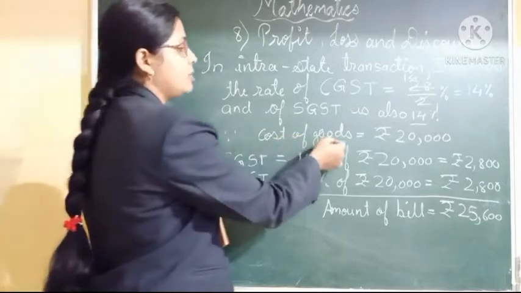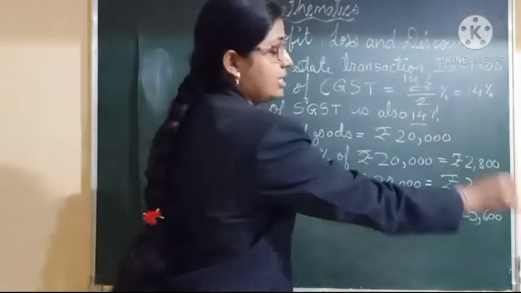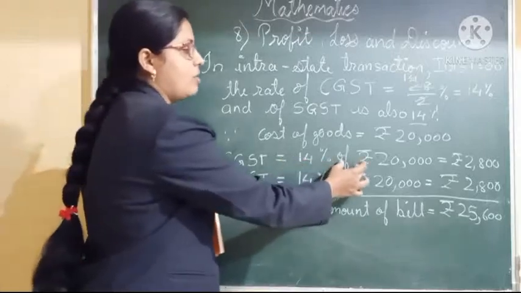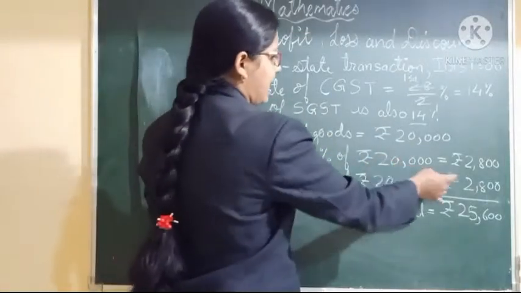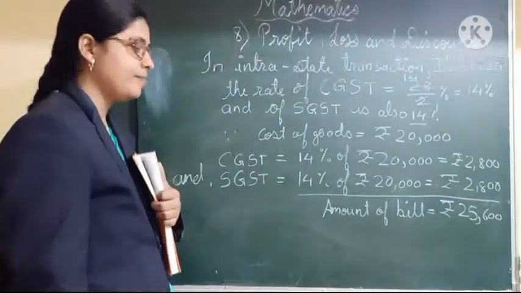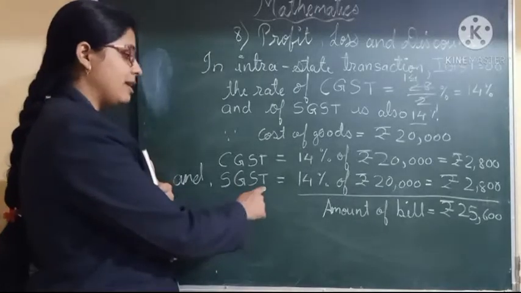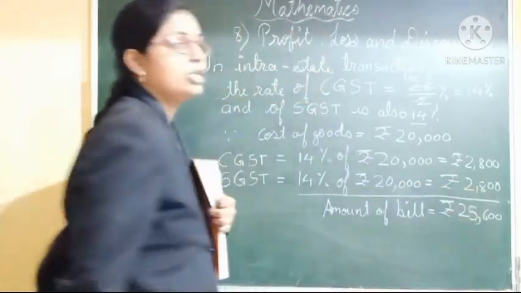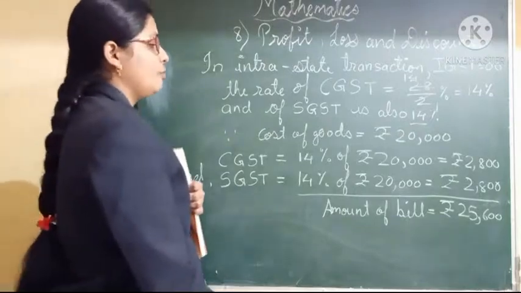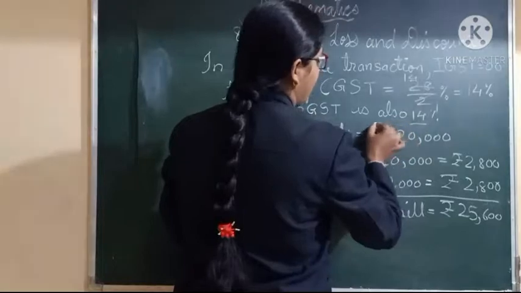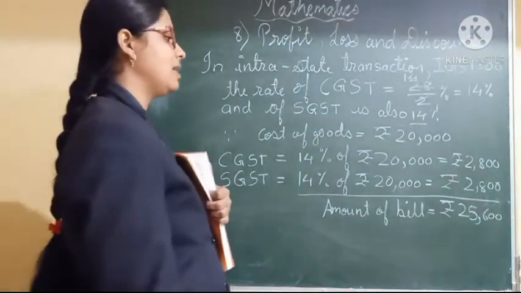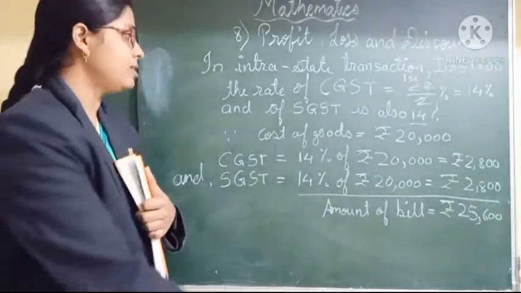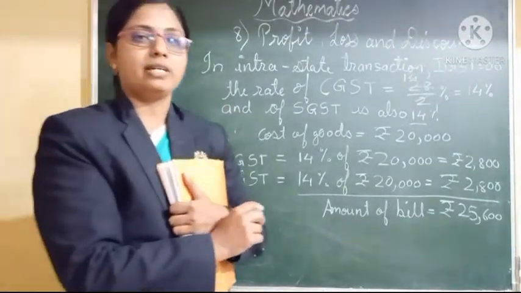So cost of goods A will be 20,000 rupees. Then CGST on this will be 14% of 20,000, so we will get 2,800 rupees. Then state GST we have to find out. So 14% of 20,000 will be rupees 2,800. And when we do the total addition, we will get the answer: amount of bill will be 25,600 rupees.